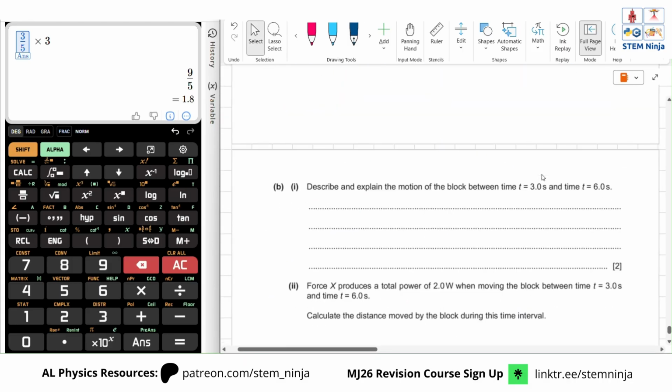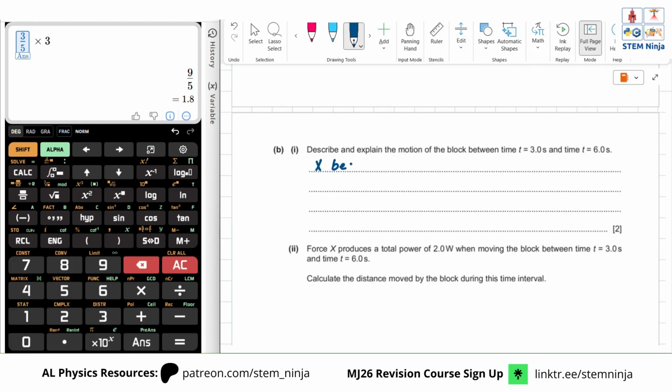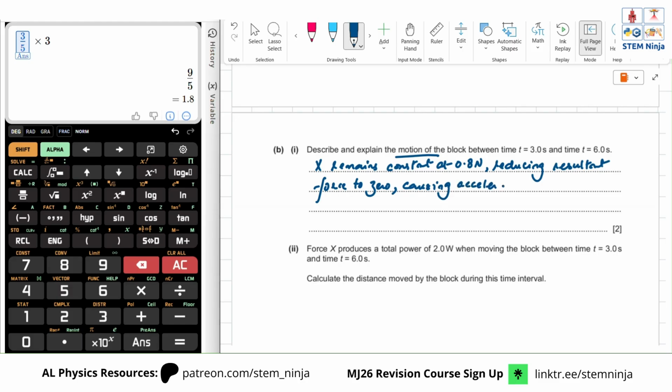So, X remains. Explain the motion. Okay, so it remains constant at 0.8 newtons, reducing resultant force to 0, causing acceleration to remain 0 and velocity to be constant. Or to remain constant, however you want to phrase it.